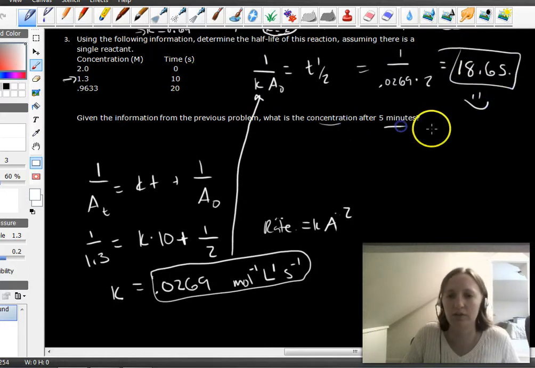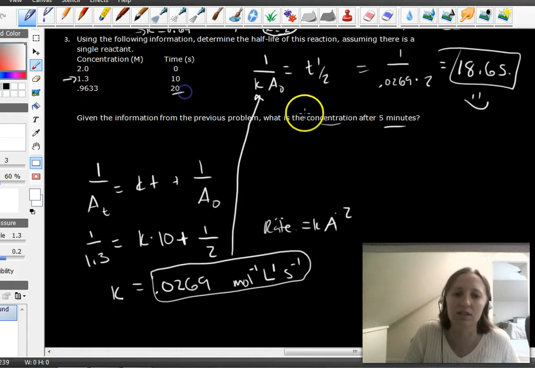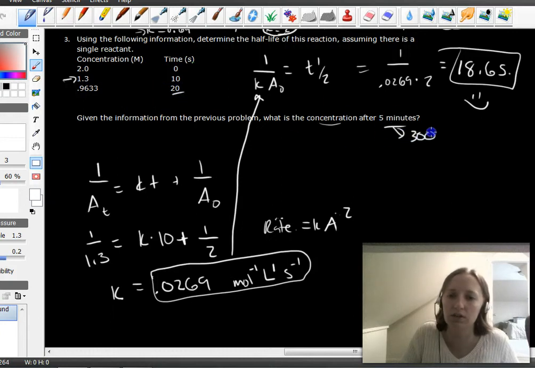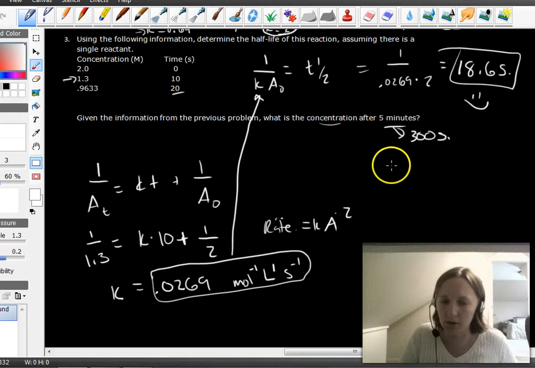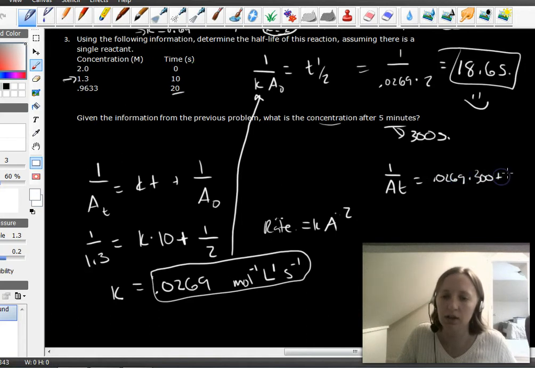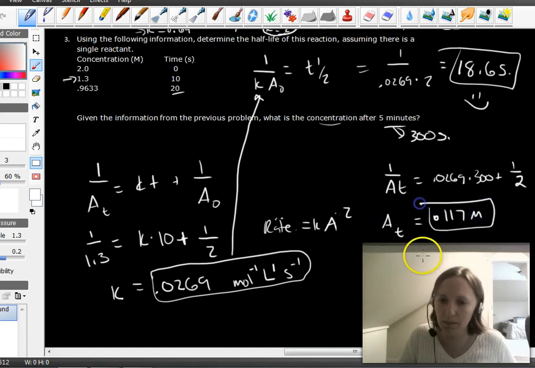And what is the concentration after 5 minutes? You have to notice this is in seconds, so that's actually 300 seconds. So you go and just stick that in. 1 over A at time t is 0.0269, that's your k, times 300 plus 1 over 2, and you solve for that, and you get A at time t is equal to 0.117 molar. Bing! That's it.